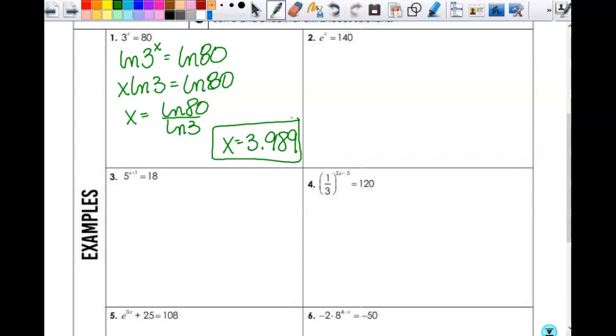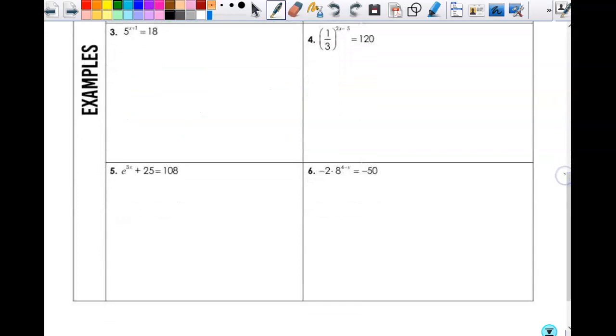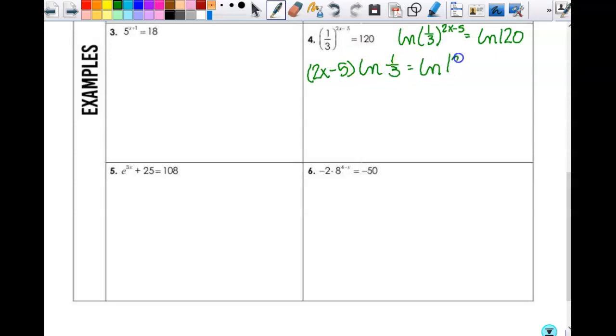All right, so let's jump to number 4. So I have an exponential that I cannot get a common base with, so I'm going to take the natural log of both sides. So the natural log of 1/3 to the 2x minus 5 power equals the natural log of 120. So now I have an exponent that's going to come out front using my power rule, but it has 2 terms, so it has to be in parentheses. 2x minus 5 times the natural log of 1/3 equals the natural log of 120. Now at this point I could distribute, but I don't have to, and so I don't want to.